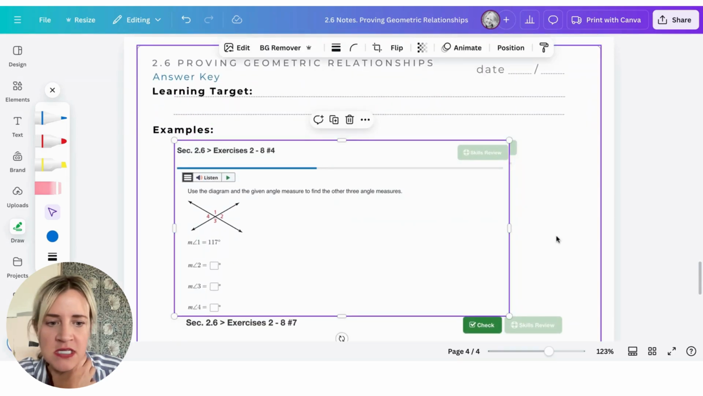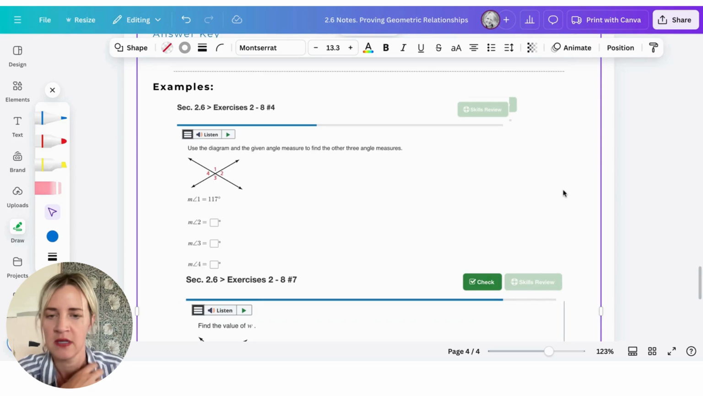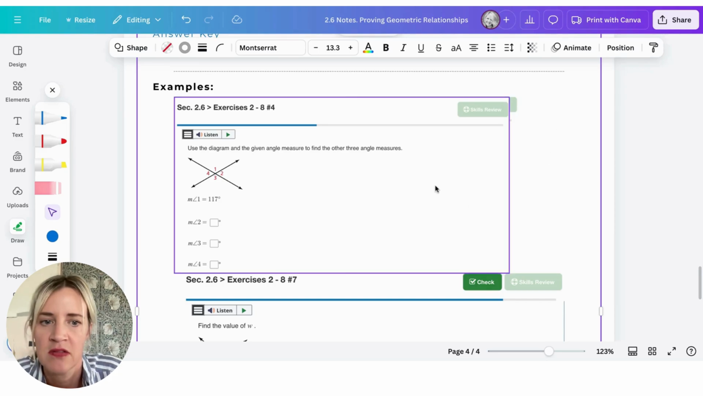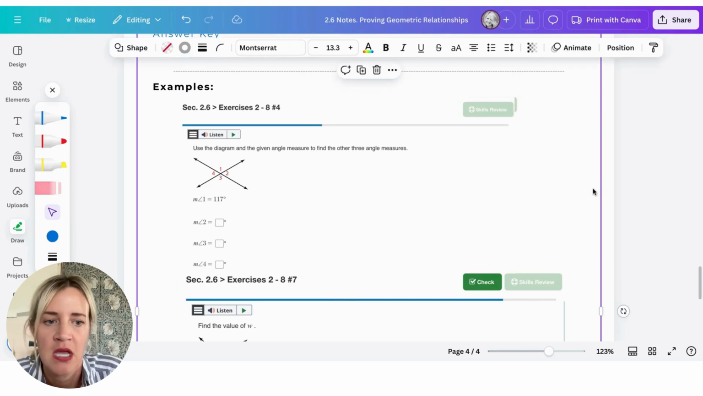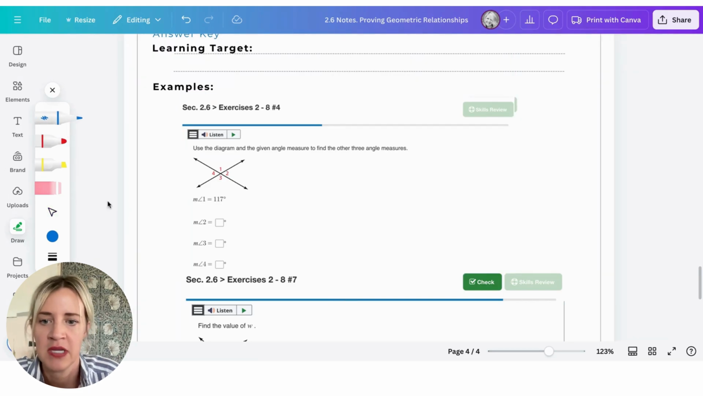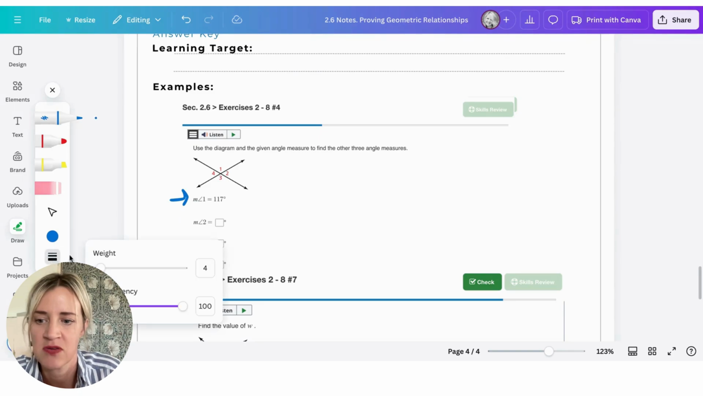So our first example, we have 2.6 exercise number 4. It says use the diagram and the given angle measure to find the other 3 angle measures. So I'm going to get my drawing tablet out here. We know that the vertical angles are going to be congruent, and we also know a linear pair. So it is given here that the measure of angle 1 is 117 degrees. That's pretty important. We're going to need to use that. So let's go ahead and label that. Measure of angle 1 is 117 degrees.